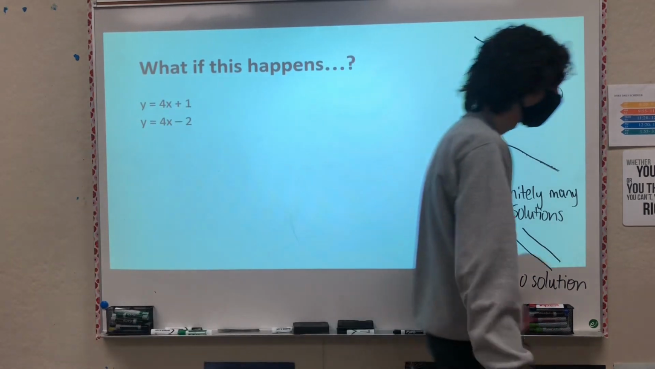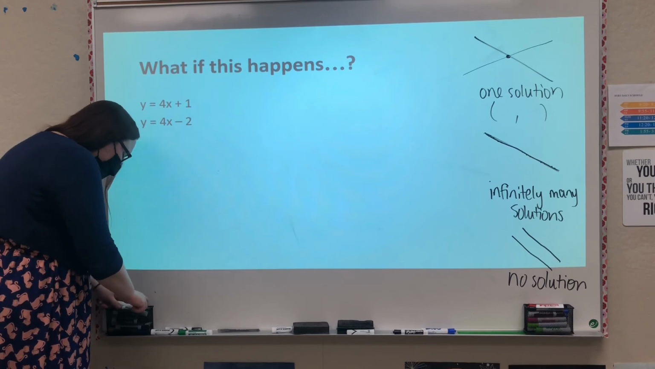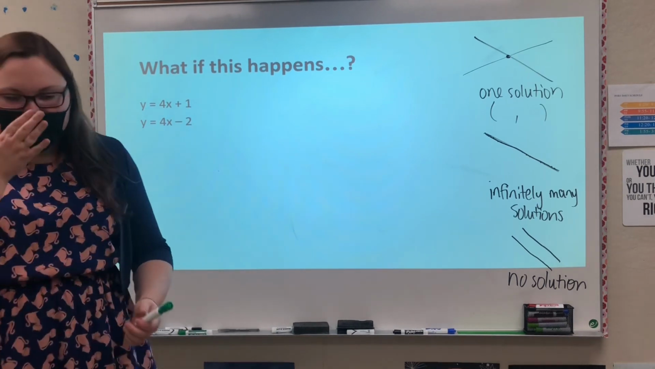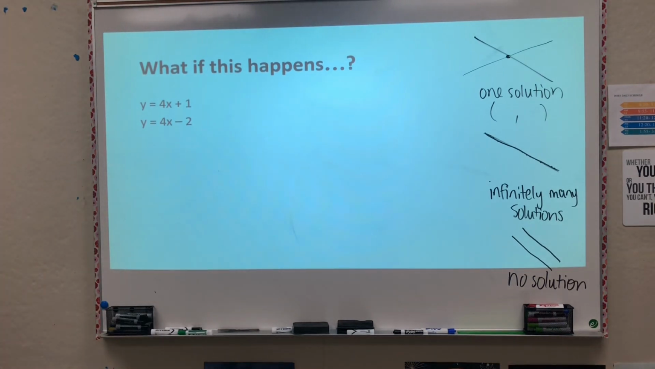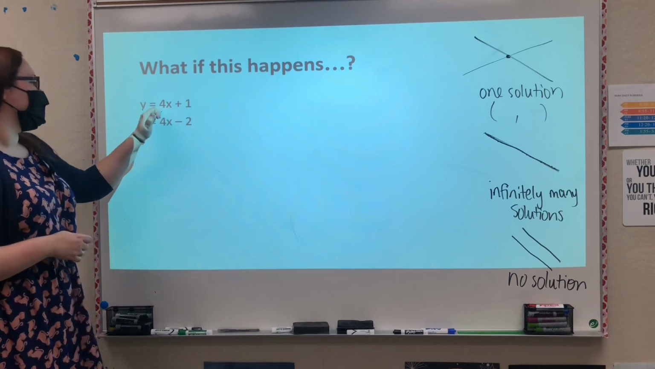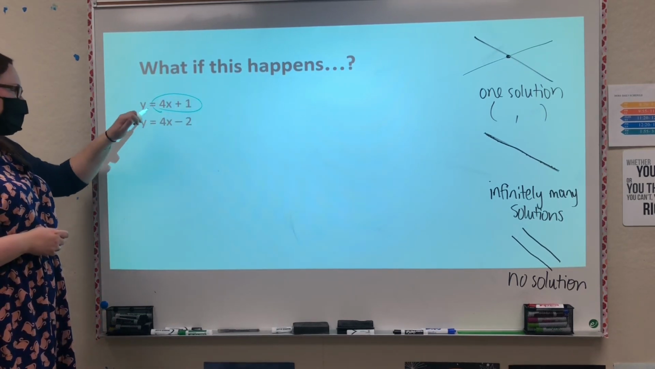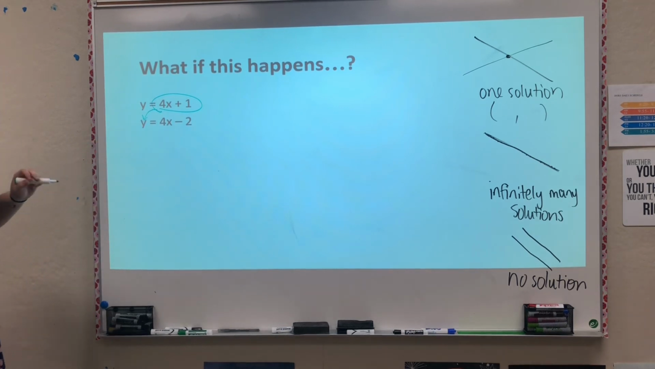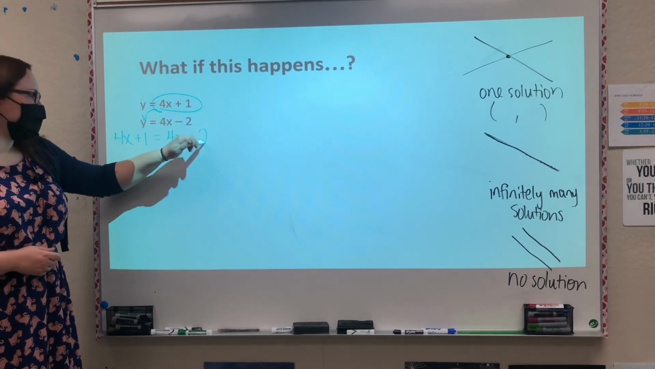So I will take over. I'm going to use substitution just because he seemed a little hesitant about substitution, and maybe one of you people at home wanted to use substitution. So for substitution, we said we need y equal to something. We've got y equals all of this, so I could substitute all of this in for y. When we do that, we get 4x plus 1 equals 4x minus 2.